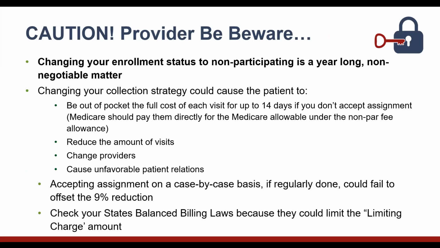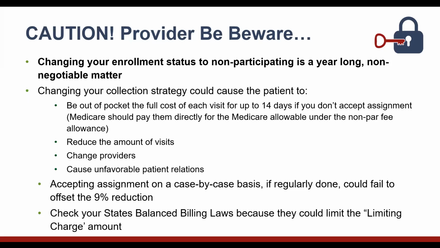So I can't stress this enough. And sometimes I almost sit there and go, okay, but how can I say this so you don't make a decision that you can't live with? Changing your enrollment status to non-participating is a year-long, non-negotiable matter. If you send that paper in by January 31st, it's a done deal, and it's a done deal until the end of the year.